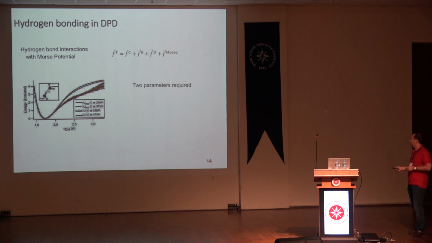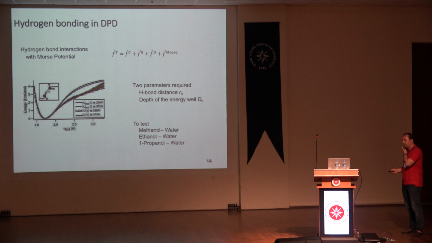In this case, we consider two parameters in the Morse potential: the hydrogen bonding distance R0, and the depth of the energy well D0. For this, we wanted to consider a test system: methanol-water, ethanol-water, and 1-propanol-water. We started the parameterization right away for these mixtures, which are experimentally known to have negative volume excess upon mixing.